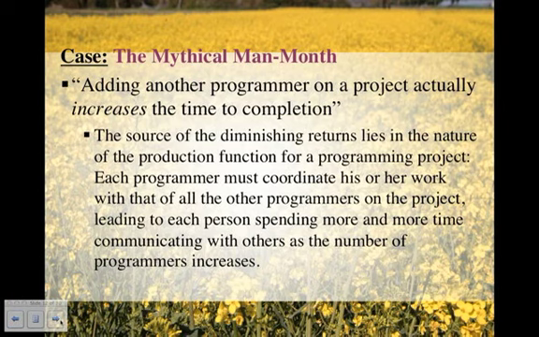There is a case in your textbook. It's called the Mythical Man Month. And it says adding another programmer on our project actually increases the time to completion. And it says the source of diminishing returns lies in the nature of the production function for a programming project. Each programmer must coordinate his or her work with that of all other programmers on the project, leading to each person spending more and more time communicating with others as the number of programmers increases. And so what they found was that a project that could be done by one programmer in 12 months could not be done by 12 programmers in 1 month, hence the mythical man month application.